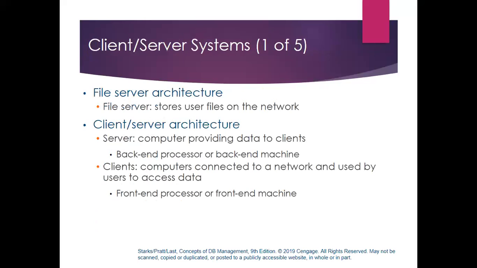Client-server systems. In the client-server system, there are two types of architectures: the file-server architecture and the client-server architecture. In the file-server architecture, the file server stores user files on the network. In the client-server architecture, the server is a computer providing data to the client. A server is also called a back-end processor or a back-end machine. Clients are computers connected to a network and used by users to access data. Clients are also called front-end processors or front-end machines.